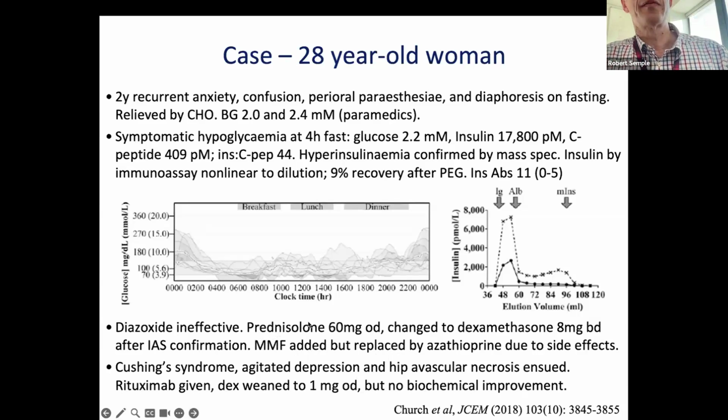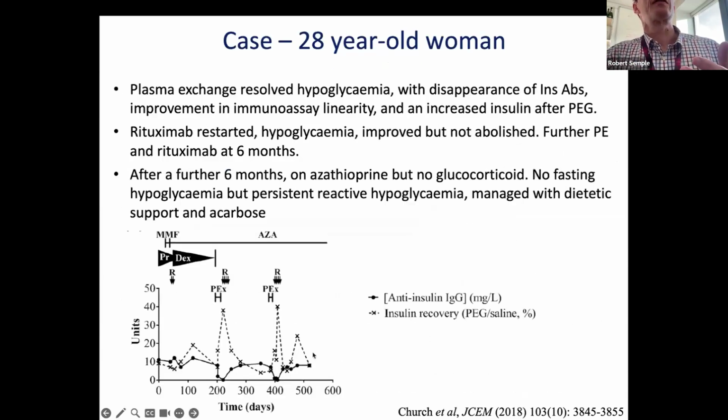And in truth, although this ultimately did some good, she also developed Cushing's syndrome, agitated depression, hip avascular necrosis. And even with the rituximab, this was a torrid clinical course. And the last time I heard from her some years ago, she actually was just about managing things and doing better. But the antibodies were still present. So sometimes these antibodies can be quite pernicious and difficult to clear.